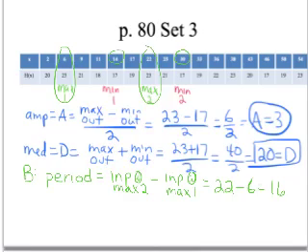Step 2 is to know that B equals 360 divided by the period, which is 360 divided by 16, which gives you a B value of 22.5.